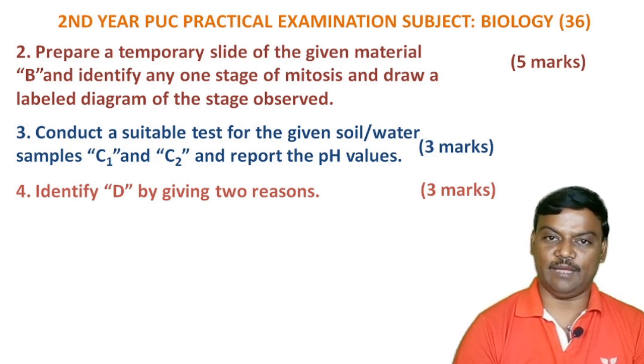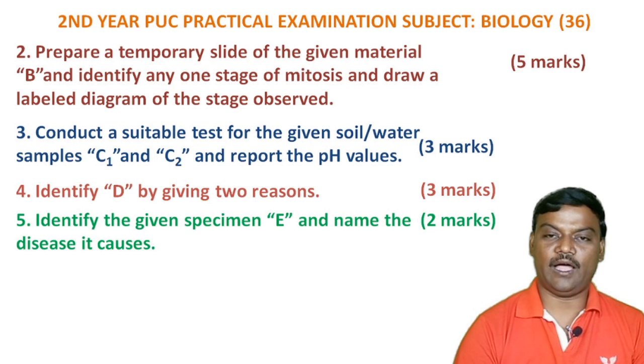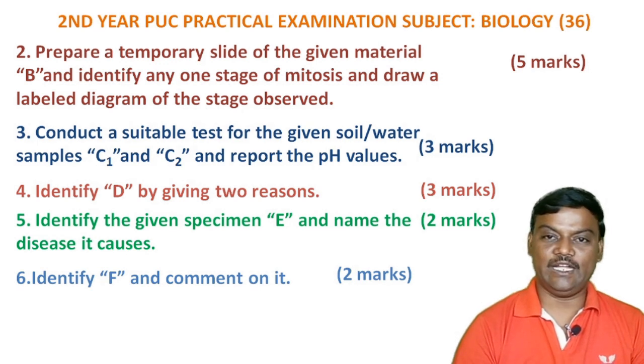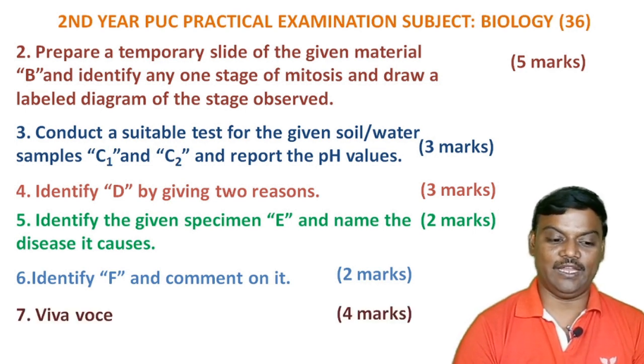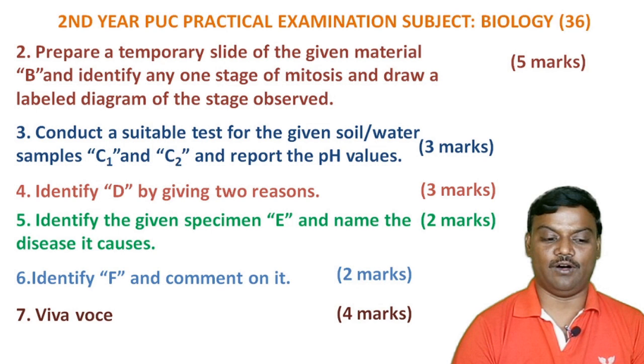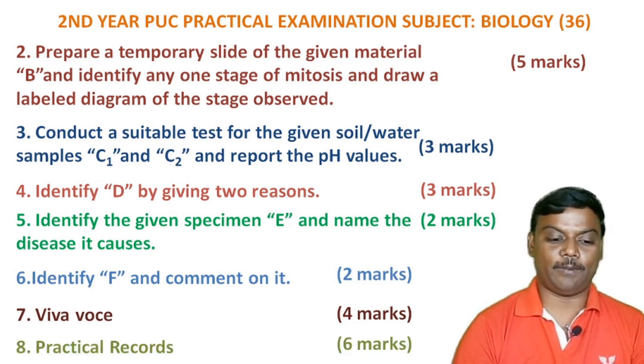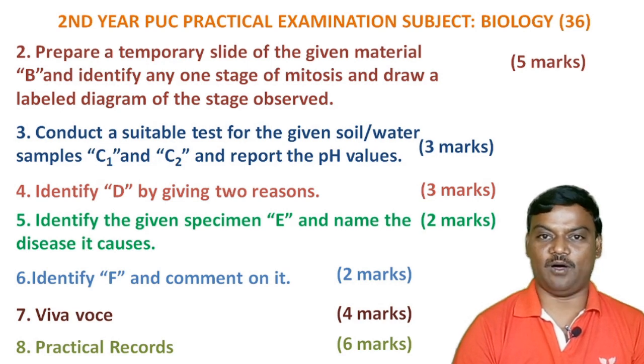It carries 3 marks. Question number 5: identify the given specimen E and name the disease it causes. It carries 2 marks. Question number 6: identify F and comment on it. It carries 2 marks. And finally, the 7th part is Viva questions. It carries 4 marks. And the 8th part is the practical record. It carries 6 marks. Totally 30 marks will be there.